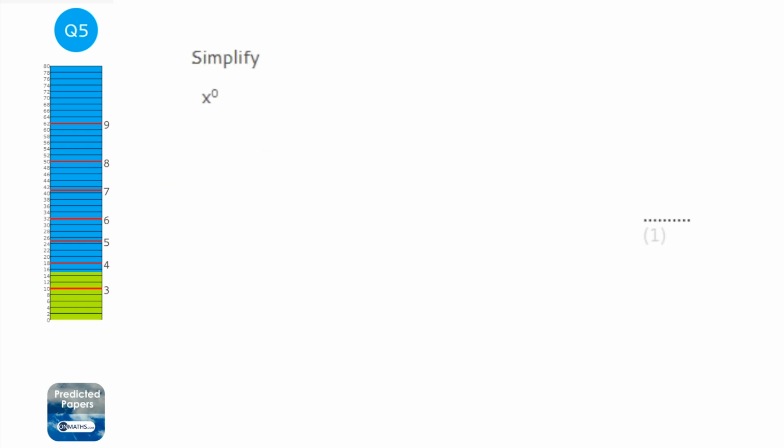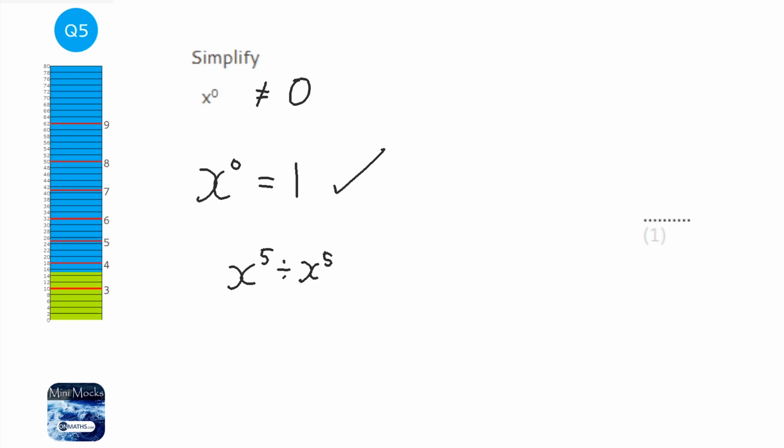Okay, I understand the temptation in this question to say that the answer is zero. Please do not write that. Anything to the power of zero is not zero. Anything to the power of zero is one. Now you can think about this, if you do x to the power of 5 divided by x to the power of 5, then the rule is that you take away the indices when you divide them, so it's x to the power of 0, and we know that any number divided by itself is always equal to 1. So the answer to this question is always going to be 1. Just try and remember that. Anything to the power of 0 is 1.